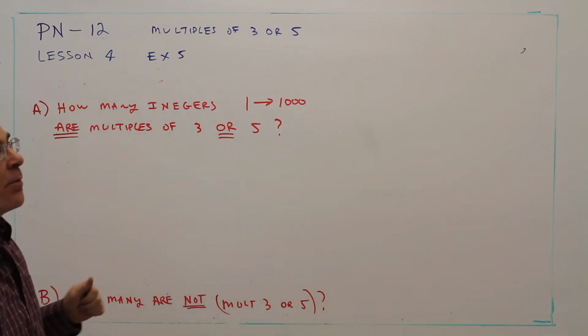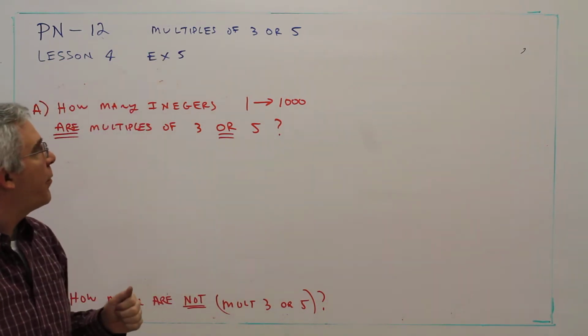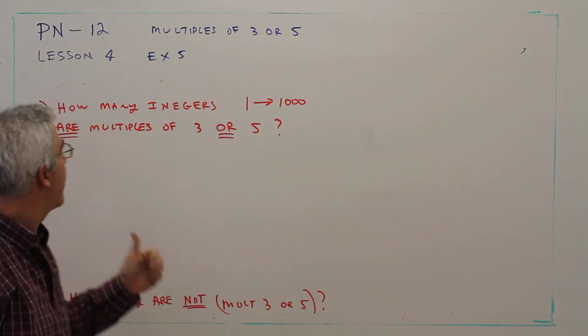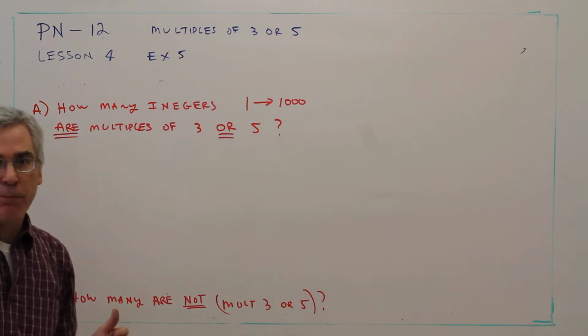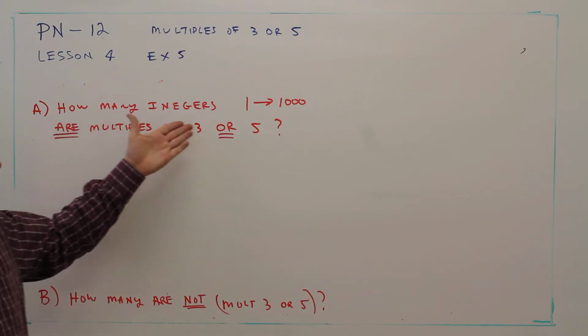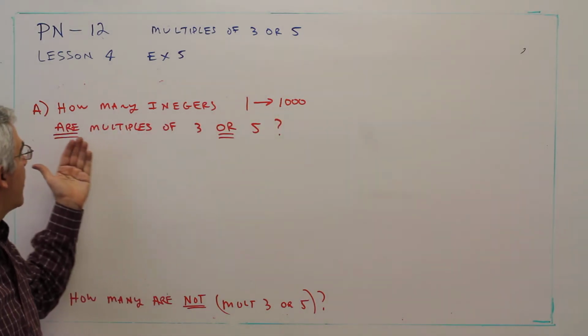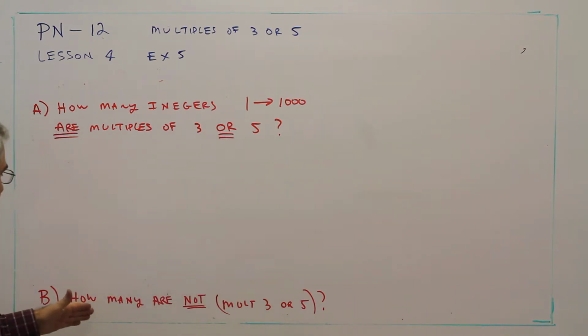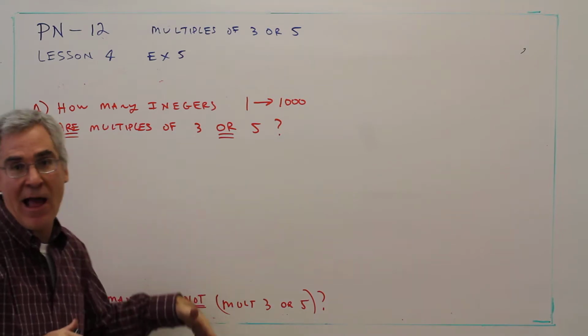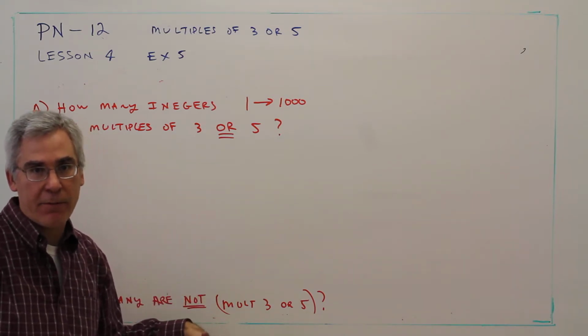Welcome to video PN-12, multiples of 3 or 5. This is from lesson 4, example 5, 2 parts. Part A. How many integers from 1 through 1,000 are multiples of 3 or 5? And then part B, just how many are not multiples of 3 or 5?